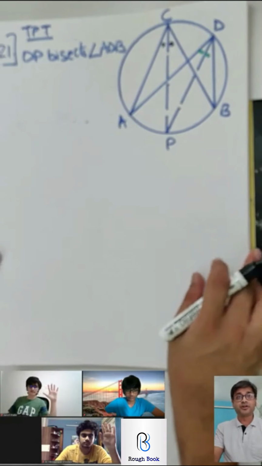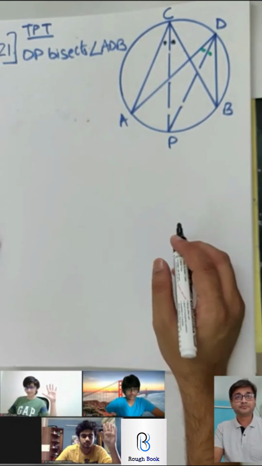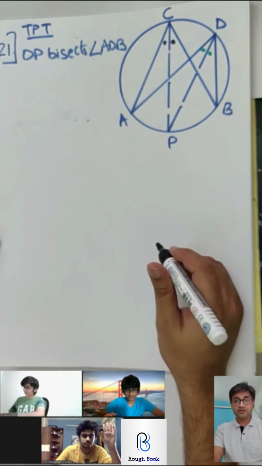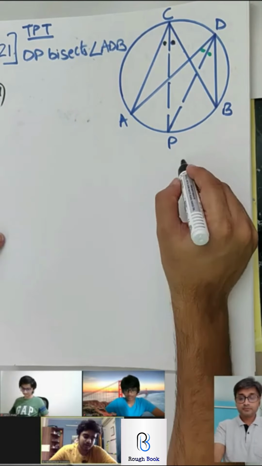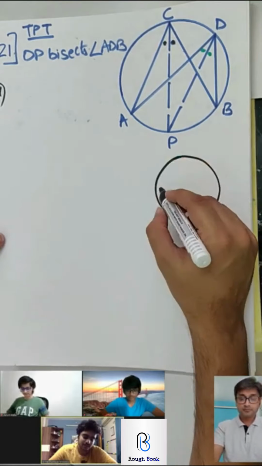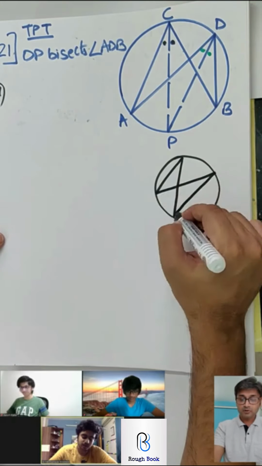Oh wow, Shubhan's already there. Okay, Bhakar's also there. What about Balan? Okay, we'll give a chance to Shubhan. Yes, Shubhan, go ahead. So we have 3 steps. The first would be angle ACP is equal to angle ADP because they're inscribed in the same arc.